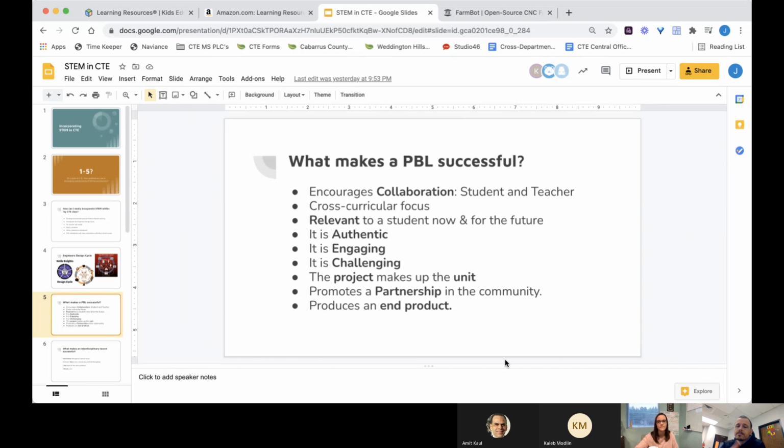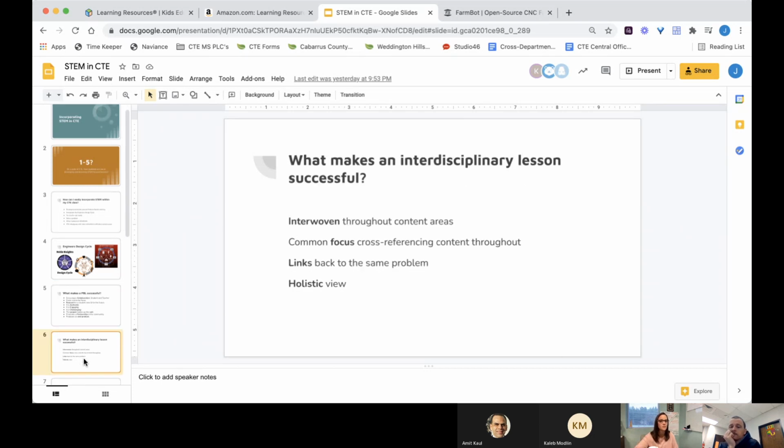Okay. I'm gonna keep going. There's not much more to this part of it.